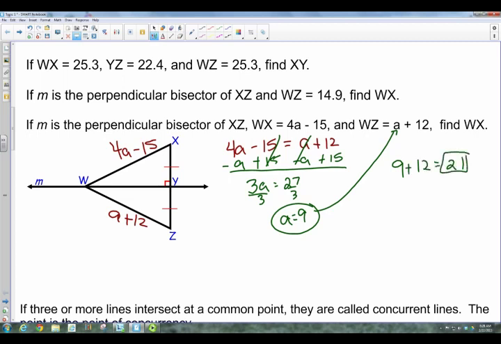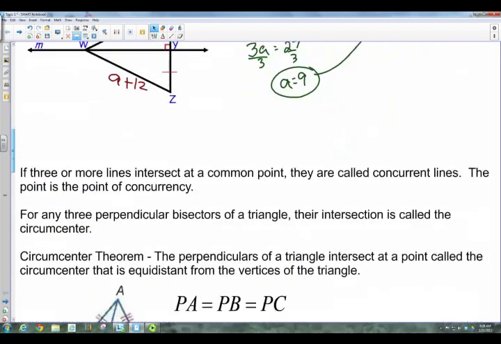Well, what I found is actually WZ. But what do you know about WX and WZ? They're congruent, so that means that WX is also 21, and so there's your answer. So that's how you're going to use this property, just understanding that the sides from those perpendicular bisectors are going to be congruent.